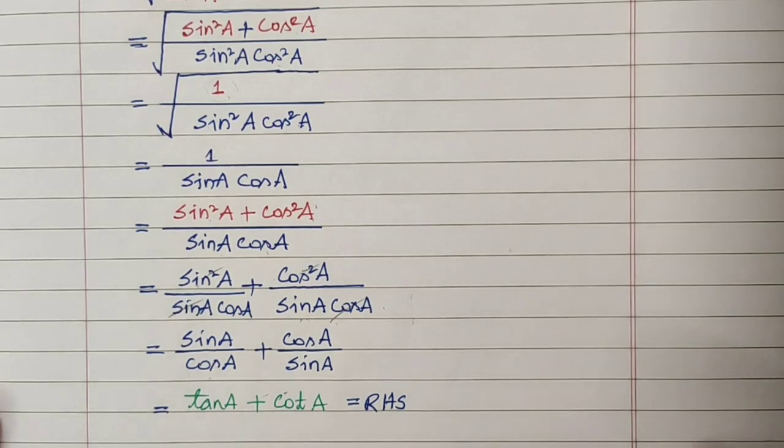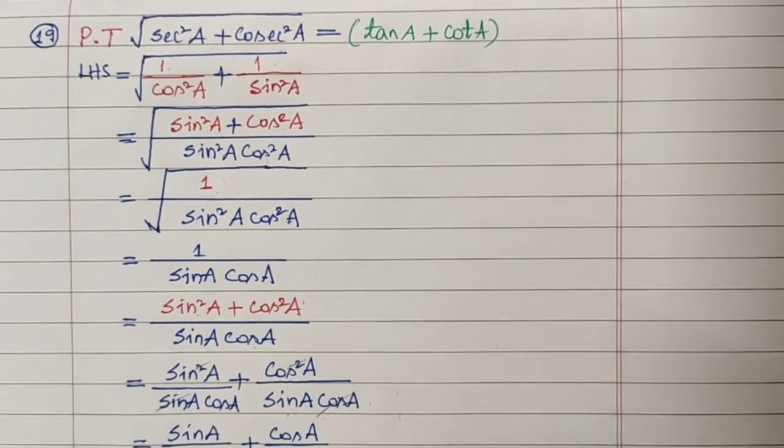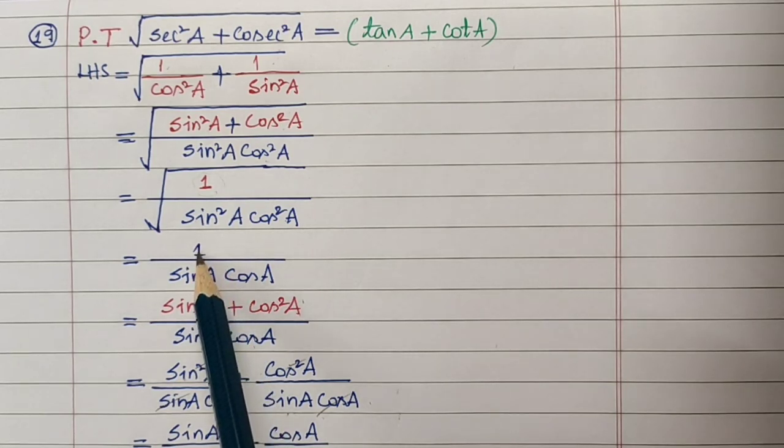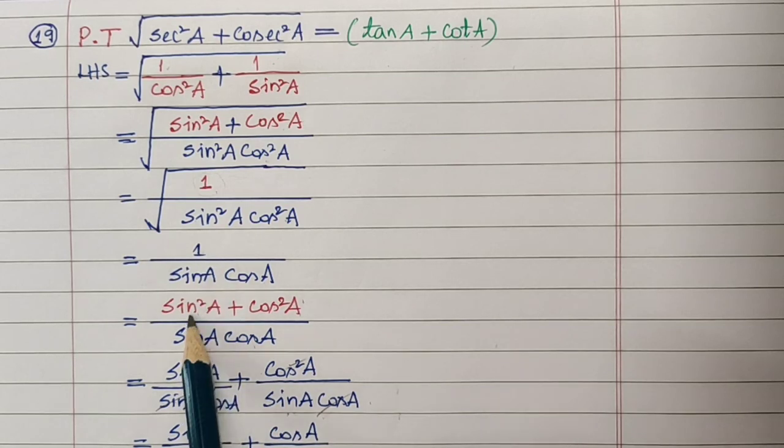So we have proved. In this problem, we have taken the 1 back here. In this place where we took 1, this is a very important place where you have to change 1 to sin square A plus cos square A. Rest is simple calculations.